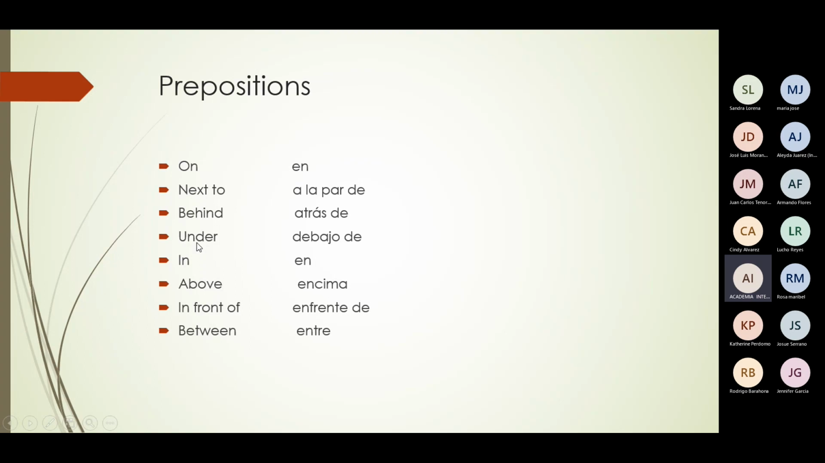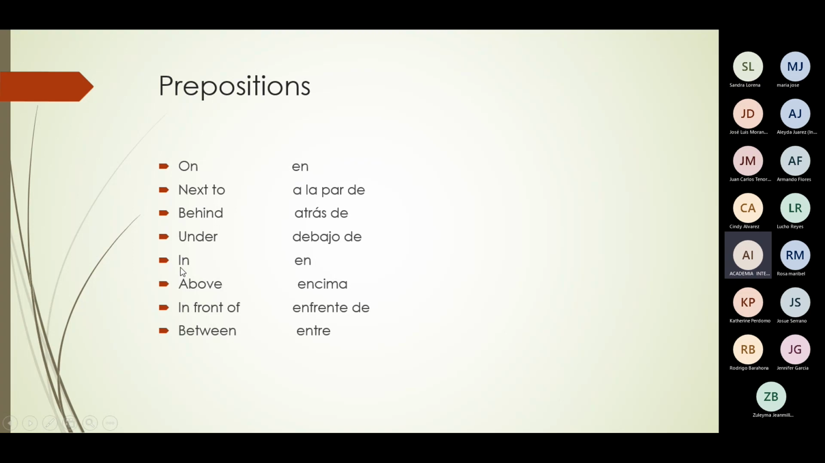Under, under. No decimos es under, ¿verdad? On, under, no under, sino que under, debajo de. ¿Ok? Under. So, just an example, the dog is under the bed. So, the animals are under the table. So, stuff like that, debajo de.